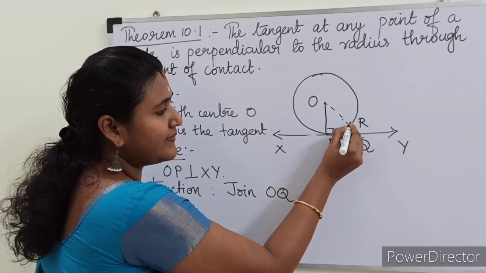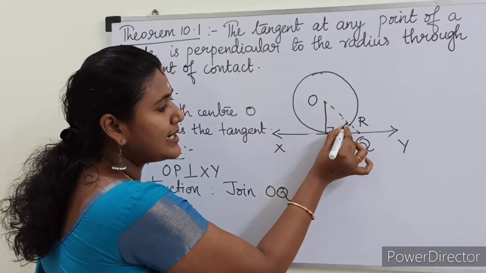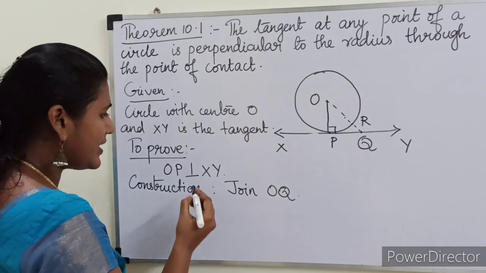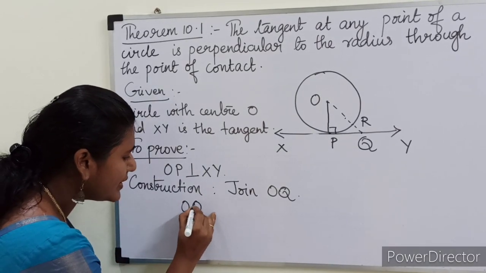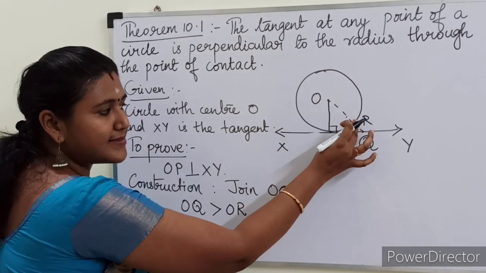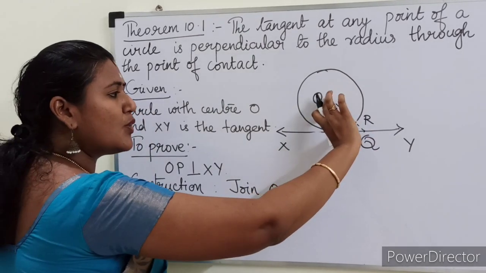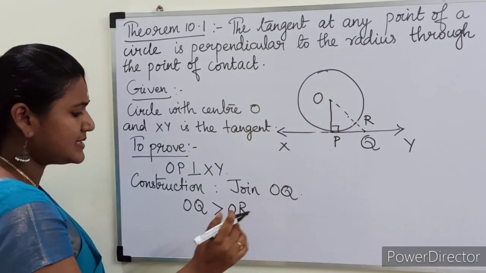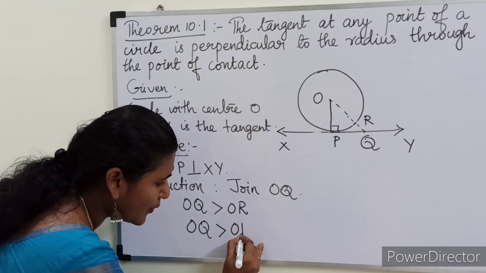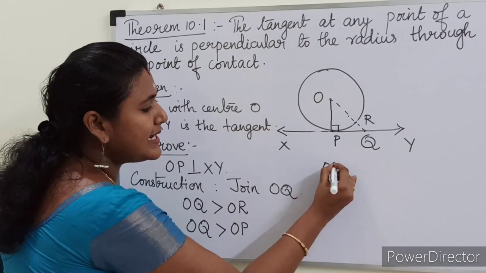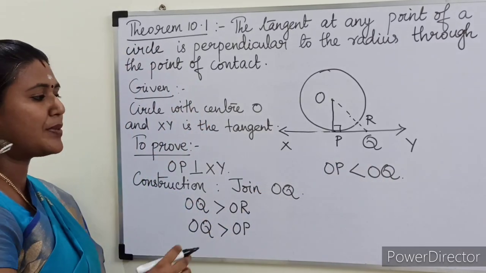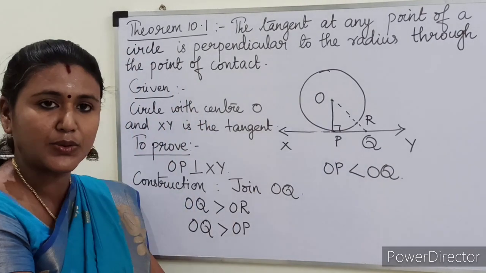The point where the line OQ intersects the circle, we will take as R. So we can write OQ is greater than OR. OR is a radius, and OR and OP are both radii. So we can write OQ is greater than OP, or OP is less than OQ. OP is smaller than OQ.